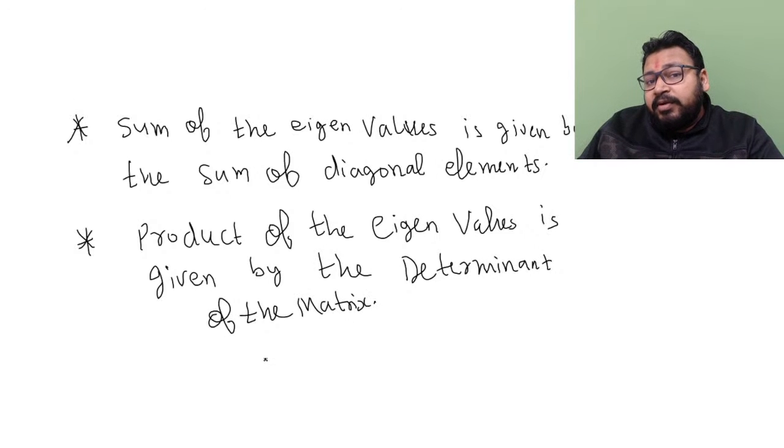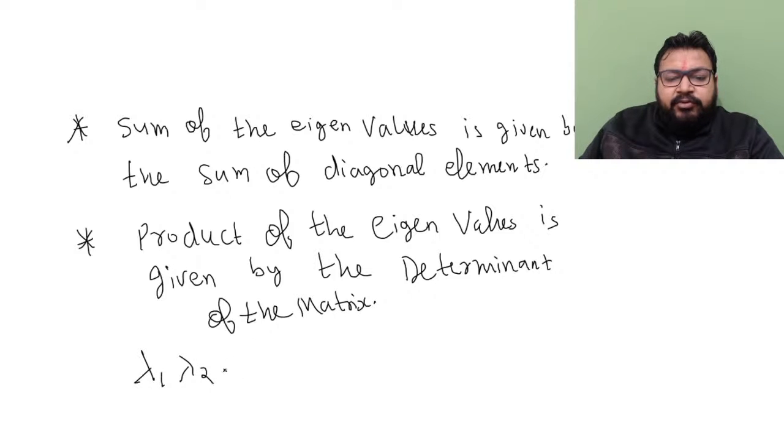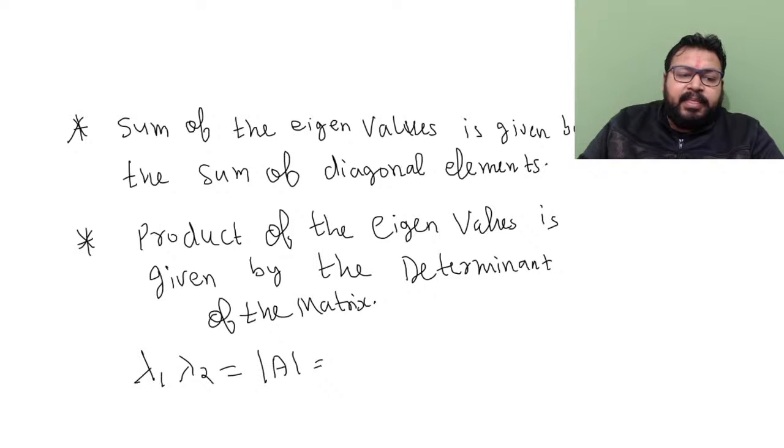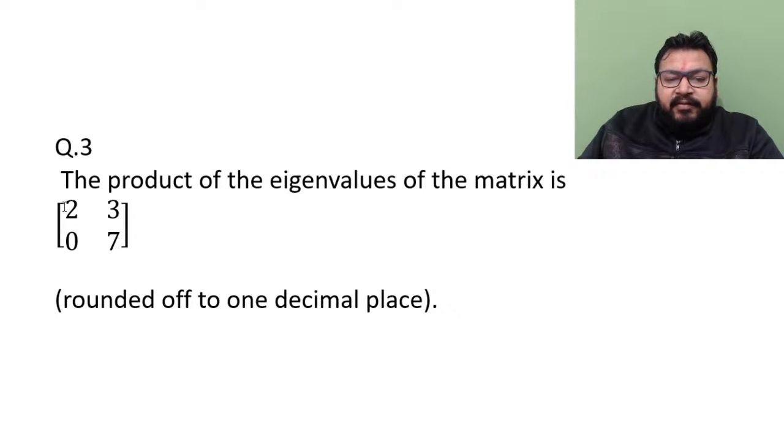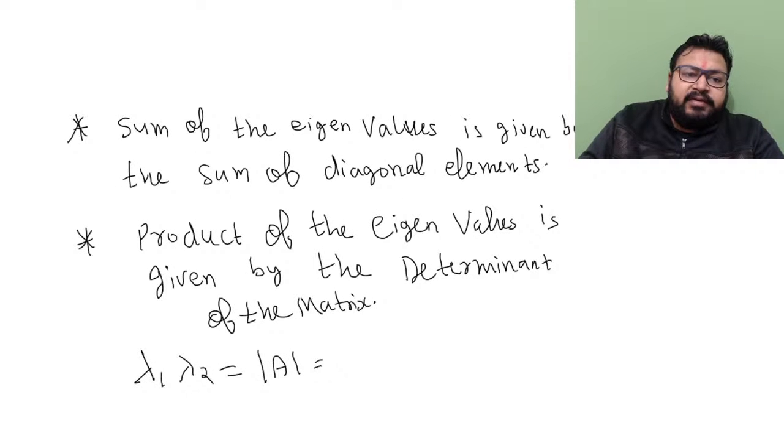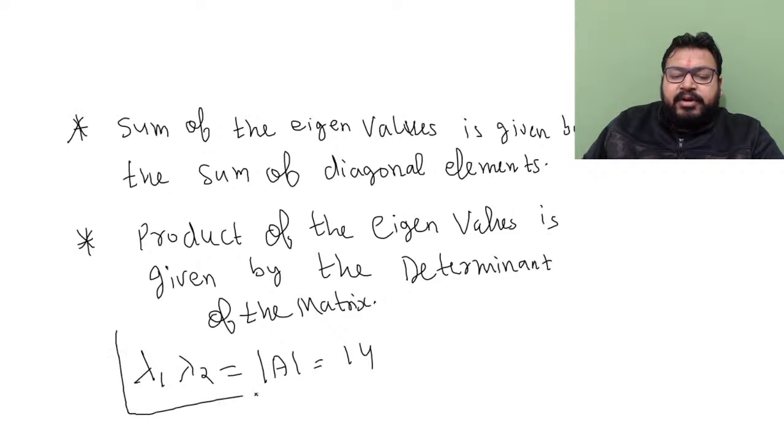So in the given question, it's a 2 cross 2 matrix. For a 2 cross 2 matrix, lambda 1, lambda 2 are the eigenvalues. So their product will be equal to the determinant of the matrix. What is the determinant? 7 into 2, 14, minus 3 into 0, 0. So the answer comes out to be 14. This is the product of the eigenvalues.